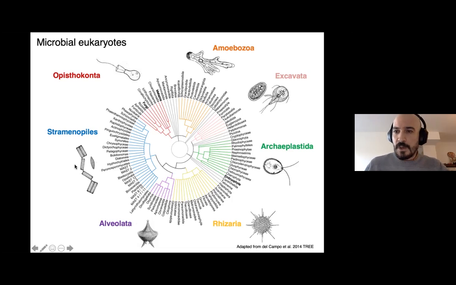Stramenopiles include the diatoms and also many other tiny heterotrophic flagellates called MASTs that are very abundant in the ocean. And here we have the Opisthokonta that include us and all the other animals, also the fungi, and a diverse group of unicellular organisms related to both fungi and animals. So this is the landscape of eukaryotic diversity, heavily dominated by unicellular microscopic organisms.